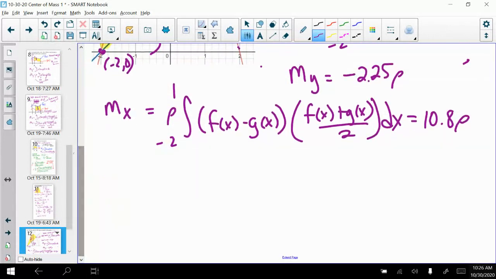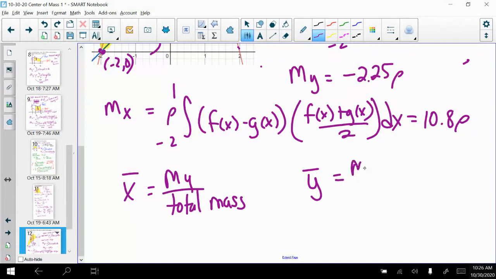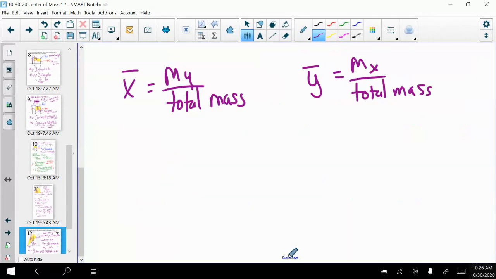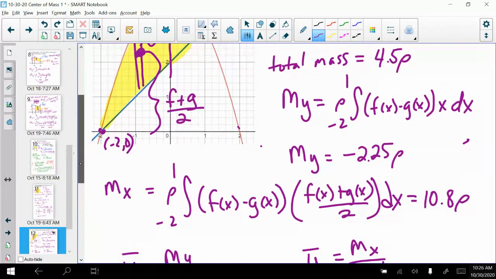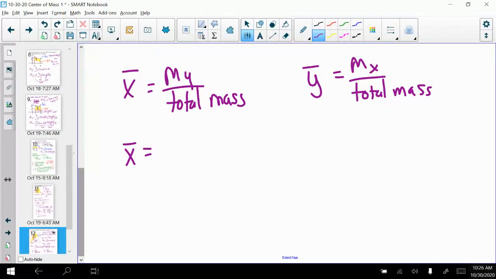Now I know that your homework asks for some of these values individually. Then of course to find our centroid, x bar is my moment about y over our total mass, and y bar is mx over our total mass. So you guys are seeing how the rhos are going to cancel out, right? X bar is -2.25 rho over 4.5 rho.